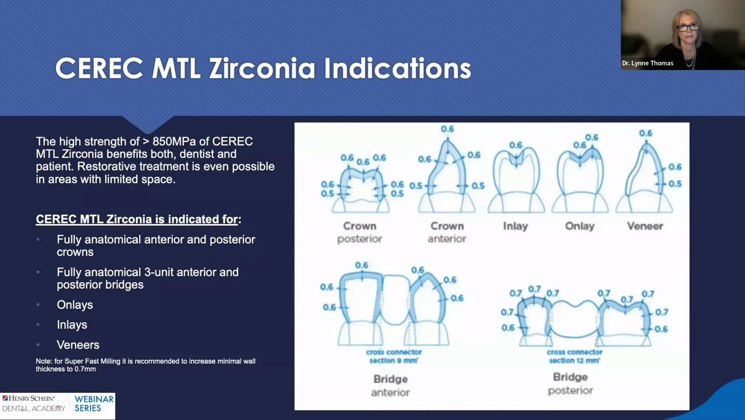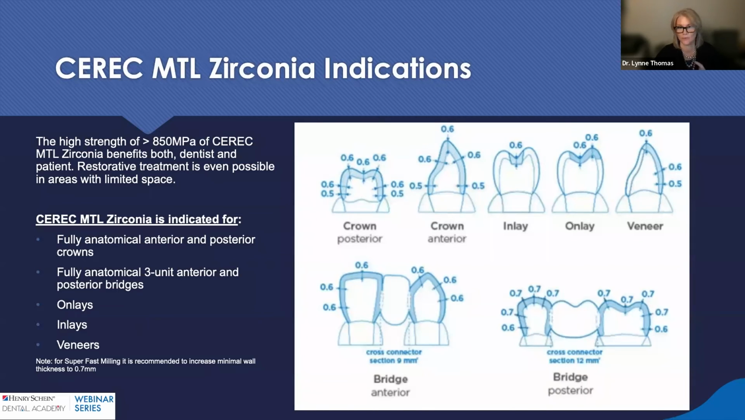Here are some of the preparation indications. So they're looking at in the posterior regions about 0.7 for reduction. And in the anterior areas, you can get as thin as 0.6. And with a bridge in the anterior area, you can also get about 0.6. So that's very impressive. It's still a very conservative preparation.